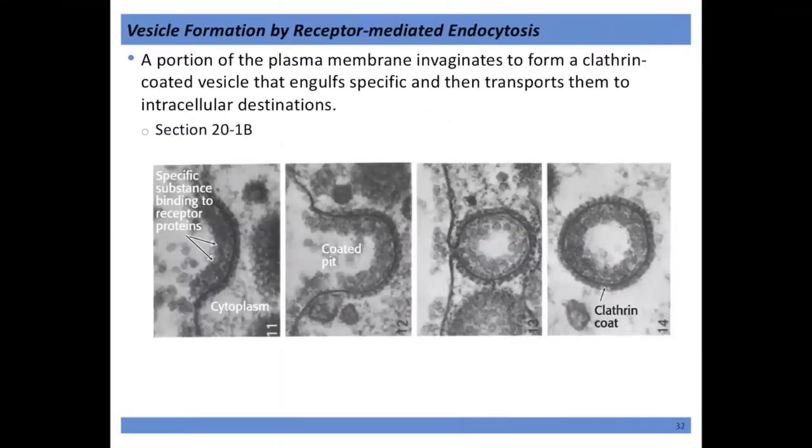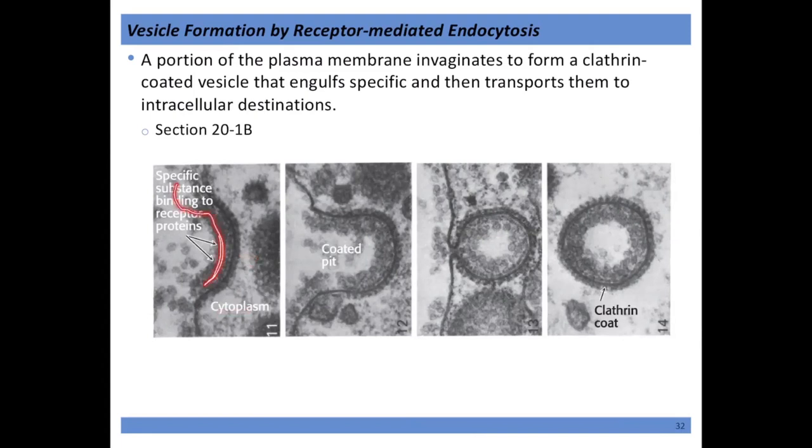And so let's take an actual picture of this. So you got the cytoplasm here. You got a specific substance binding to the receptor proteins right here. So we're packaging it in. This is actually going to be a picture of endocytosis. So it'd be kind of the reverse process if we were excreting these outside the cell. But since this is a cytoplasm, we're bringing it into the cell.